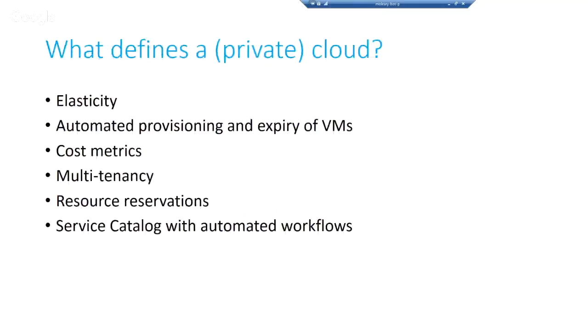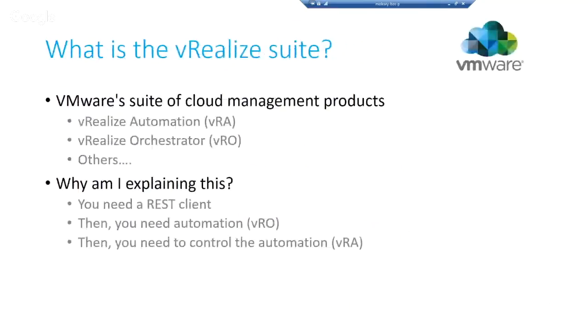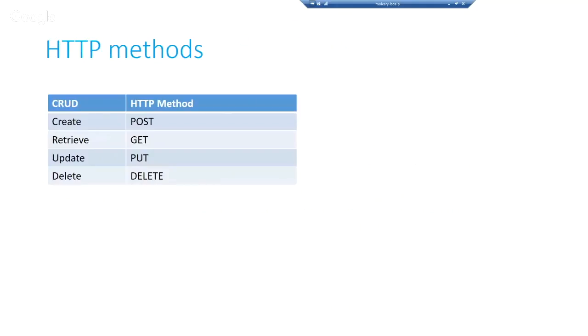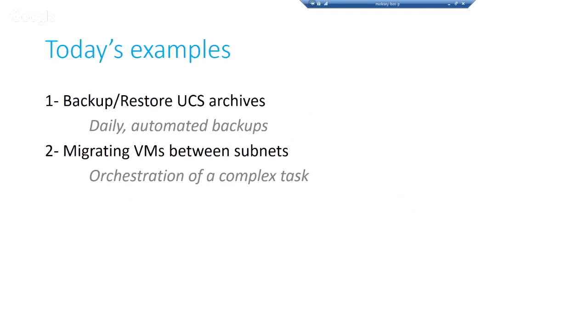I've talked about what defines a private cloud and what is the vRealize suite. And I'm going to skip through some of this for the purpose of time, but let's talk about a RESTful API. What is REST? It's a common protocol for APIs on many of your infrastructure devices, and it's something that all DevOps engineers should be familiar with. There are HTTP methods. Everyone should know post, get, put, and delete, and what those methods do. So I'll skip past that, but if you don't know, do some research on the side.